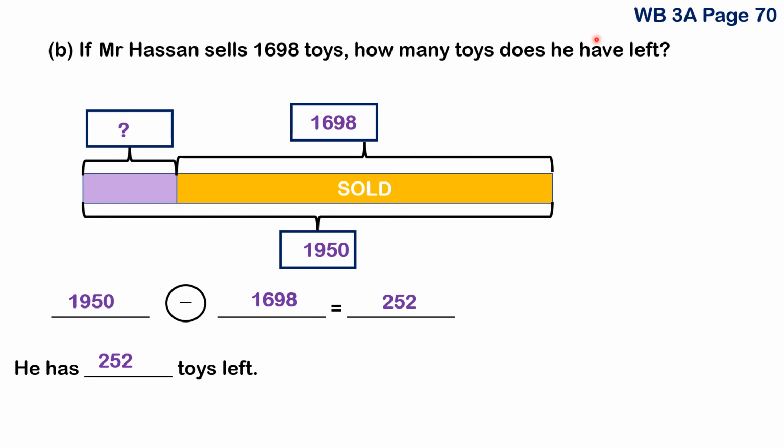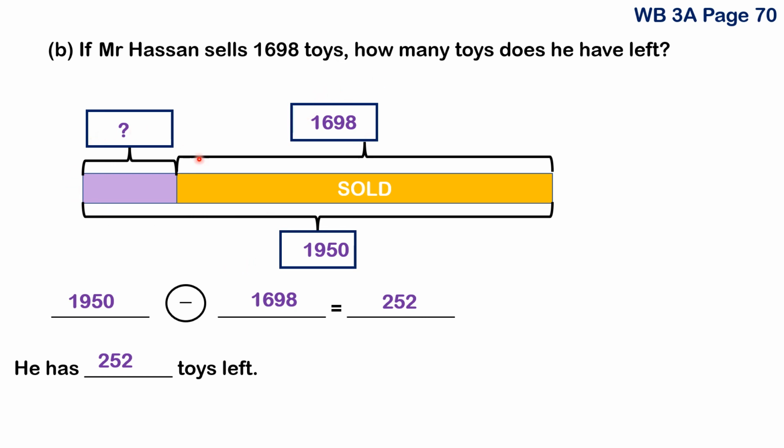So now let's go to part B. If Mr. Hassan sells 1,698 toys, how many toys does he have left? Okay, so this is what we draw in bar model. This is what he sold, which is 1,698, and we want to find out how many toys he has left. From part A just now, Mr. Hassan made 1,950 toys in his factory, and this is what he sold.